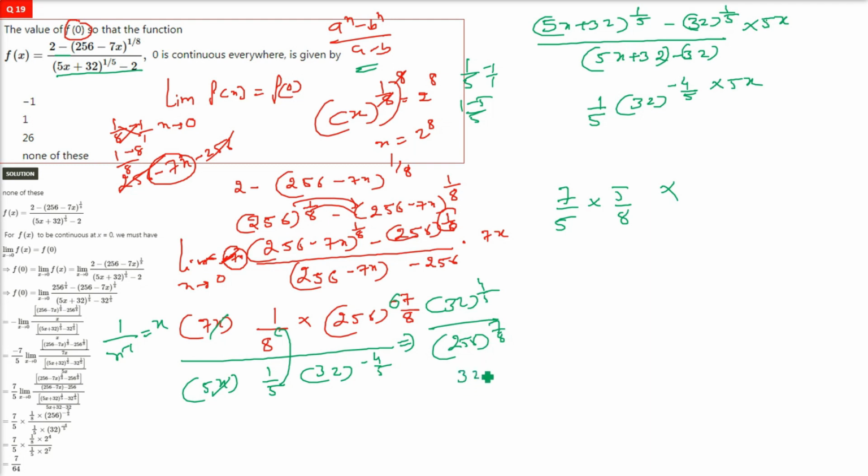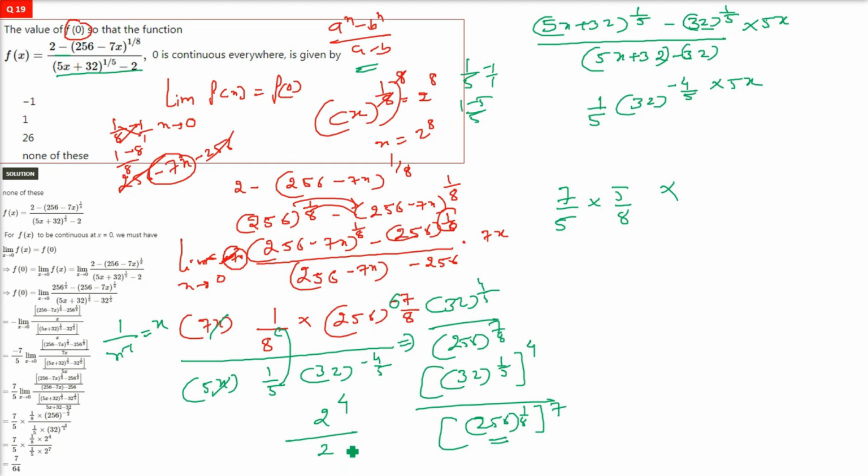So 32 to the power 1 by 5 to the power 4 you can do. Denominator also 256 to the power 1 by 8 to the power 7 you can do. And we have already seen that 32 raised to the power 1 by 5 is 2 only. It is 2. And 2 to the power 4 it will be. And what is 256 to the power 1 by 8? Again it will be 2. So it will be 2 raised to the power 7, because 7 is already there. The power of 7 is already there. So 2 raised to the power 7 you can write.